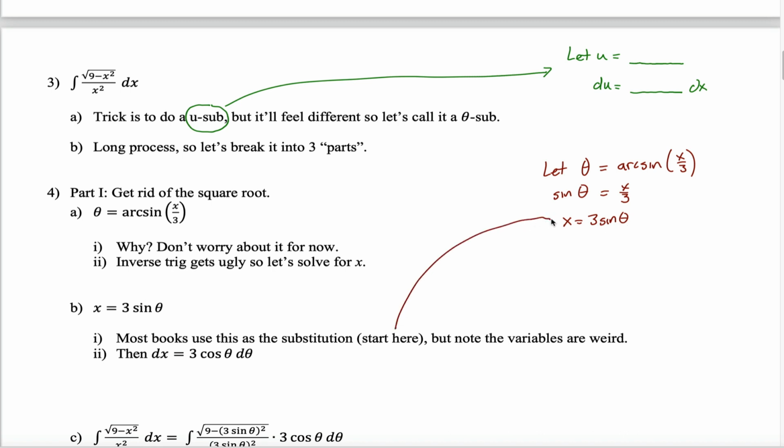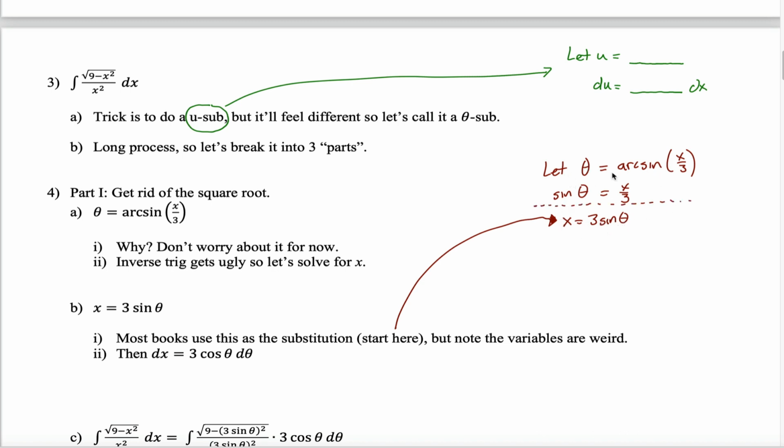Most books start right here, and I think that becomes kind of confusing for students. Because really this method is just a u substitution, and when you're doing a u substitution, you don't decide what x should be equal to, you decide what u should be equal to. So to make things analogous, we want to decide what theta should be equal to down here. It's arc sine of x over 3, but once we solve this equation for x, we get x is equal to 3 sine of theta.